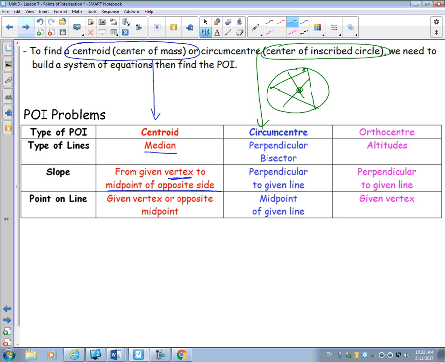There is a third one. We could look at an orthocenter, but orthocenters themselves are not very useful, so we're not going to spend any time on them. We could do it, but there's not really much of a point because they don't really have all that much meaning.